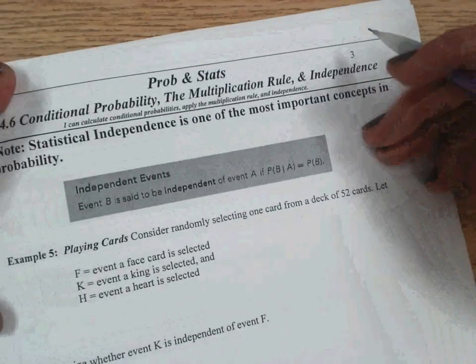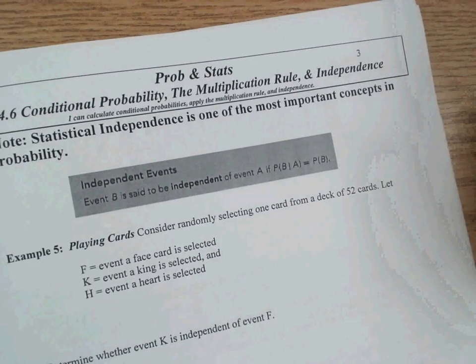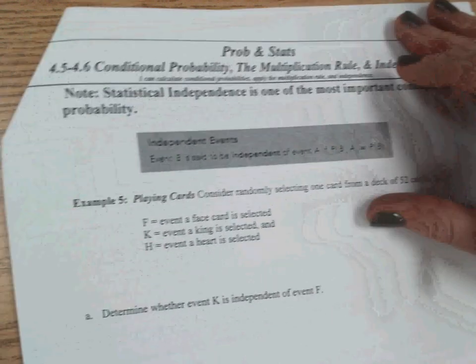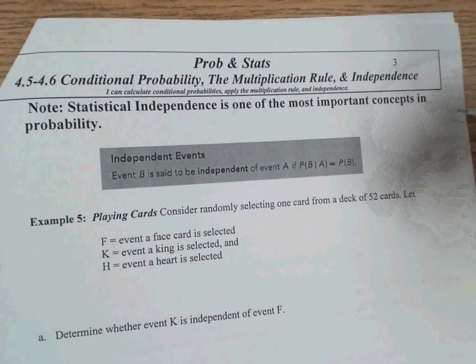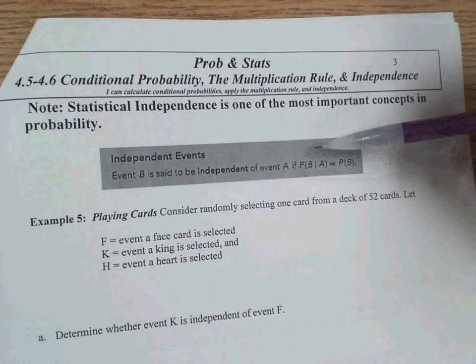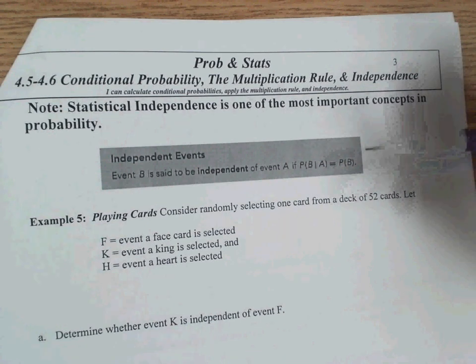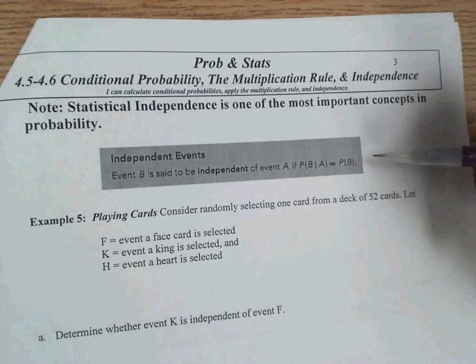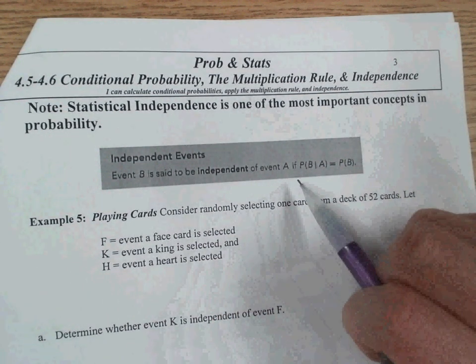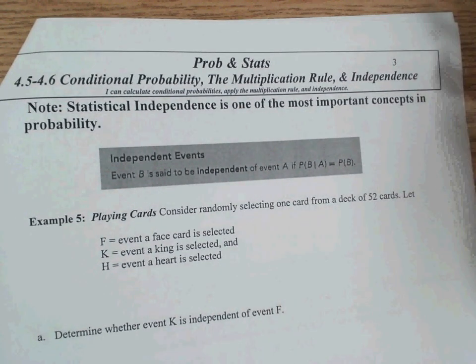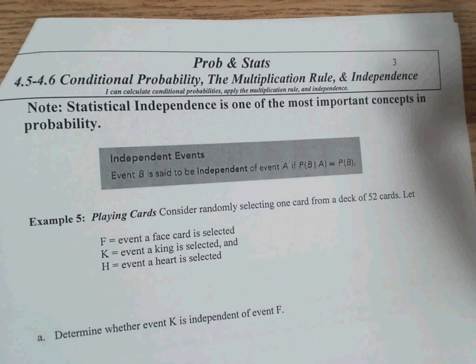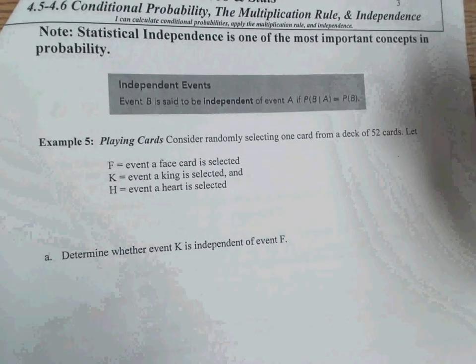And lastly, statistical independence is one of the most important concepts in probability, so we're going to take a brief look at independent events. There's a quick and easy way to figure out if two events are independent by applying this formula. B is said to be independent of A if the probability of B given A is equal to the probability of B. So what does that mean?